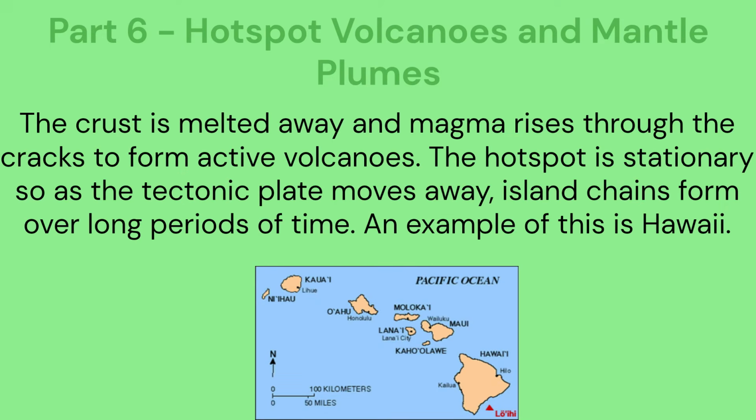The crust is melted away and magma rises through the cracks to form active volcanoes. The hotspot is stationary, so as the tectonic plate moves away, island chains form over extended periods of time. An example of this is Hawaii. As you can see below, the islands form in a chain, leaving extinct volcanic islands behind the active one.